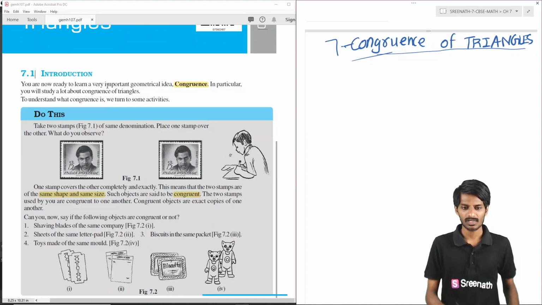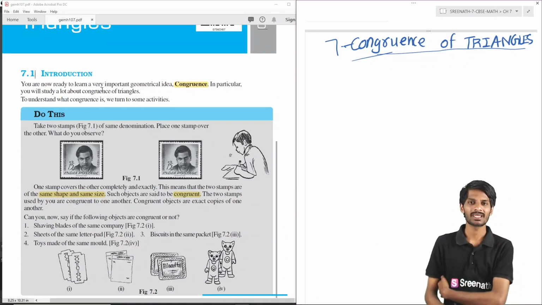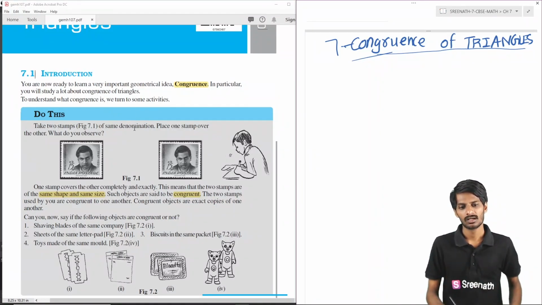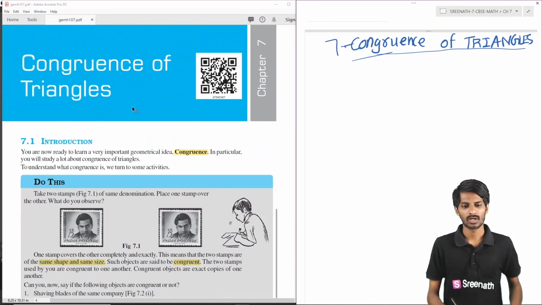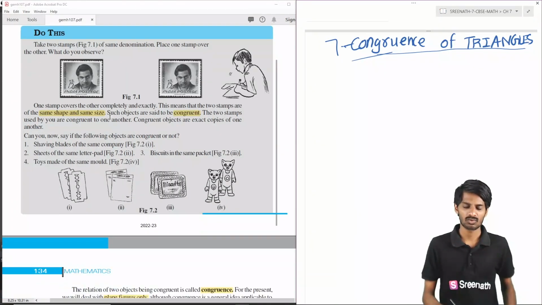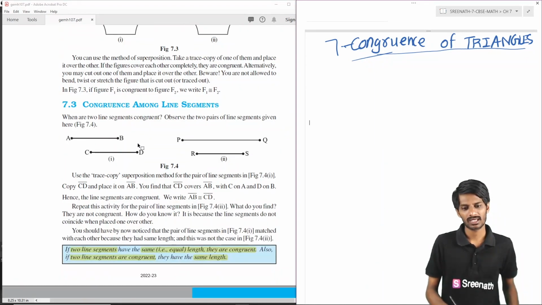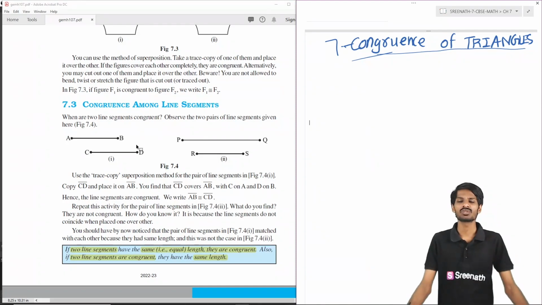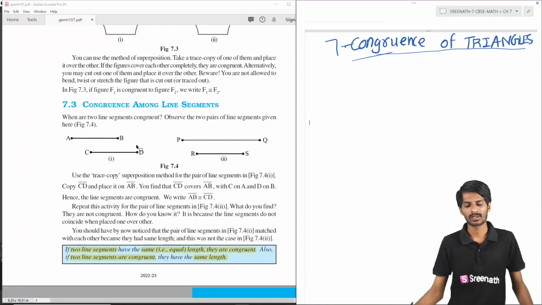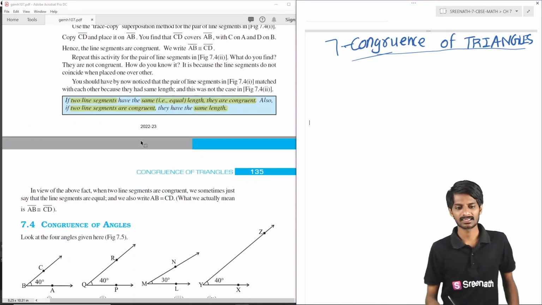So, here the first topic is the introduction, students. We are going to learn why we need the congruence of triangles, what is meant by congruent, all the stuff. And next thing is the congruence of plane figures. Whenever there are plane figures, what is meant by the congruency of plane figures? Next thing is congruency among line segments. There are line segments, when we say that the line segments are congruent, like that, students.